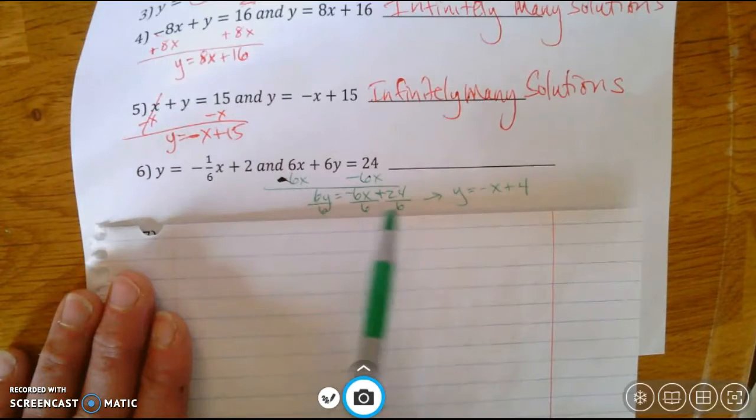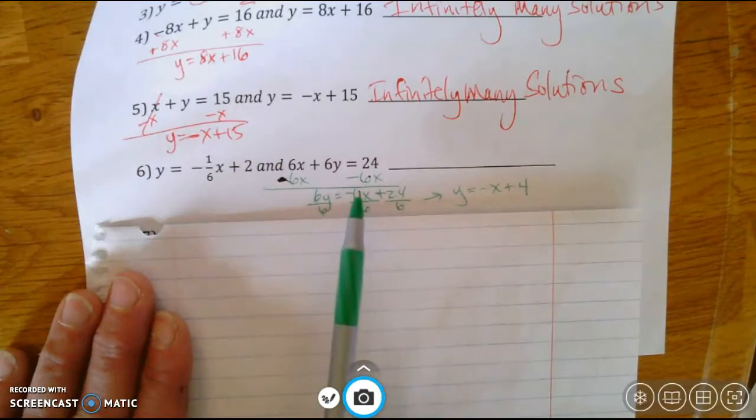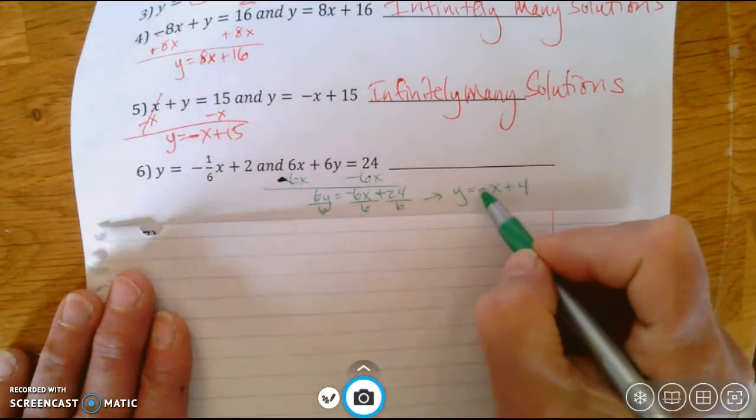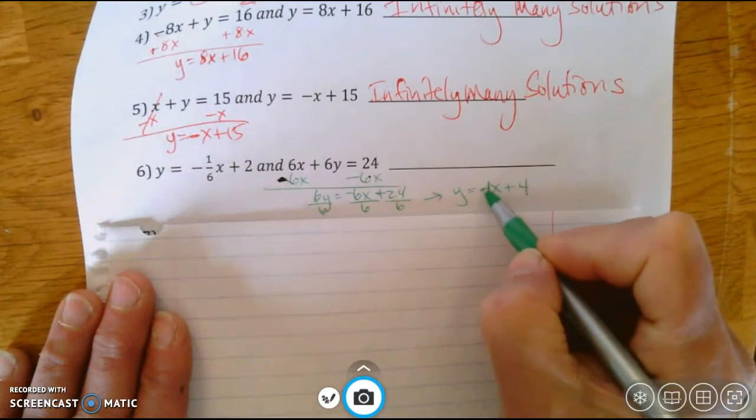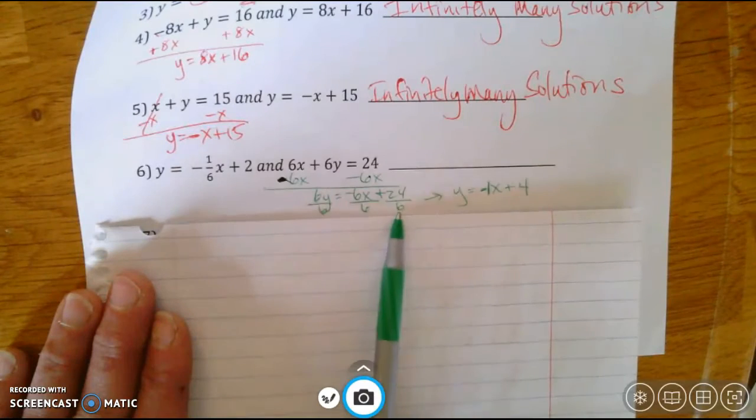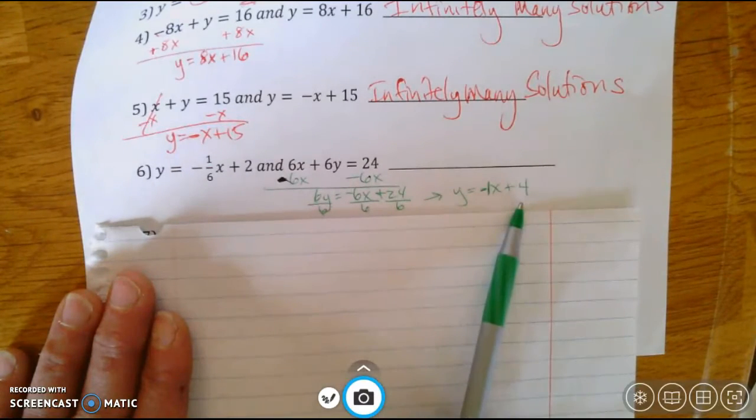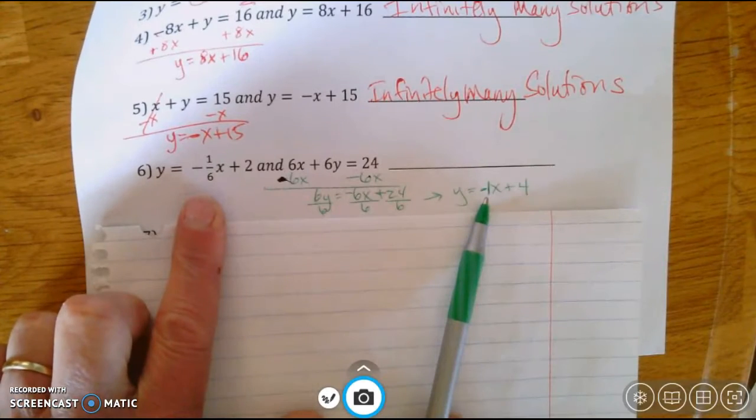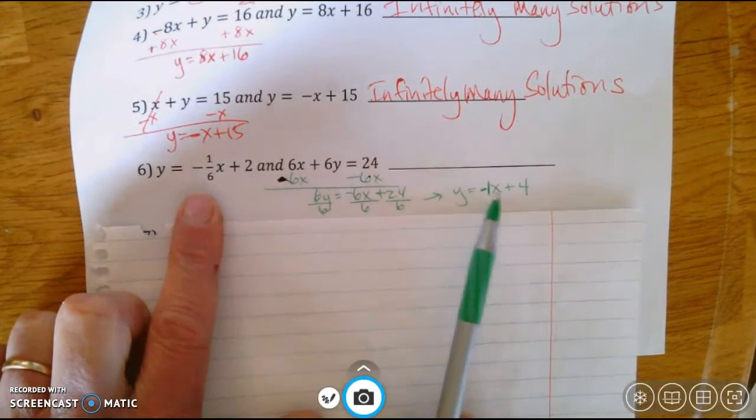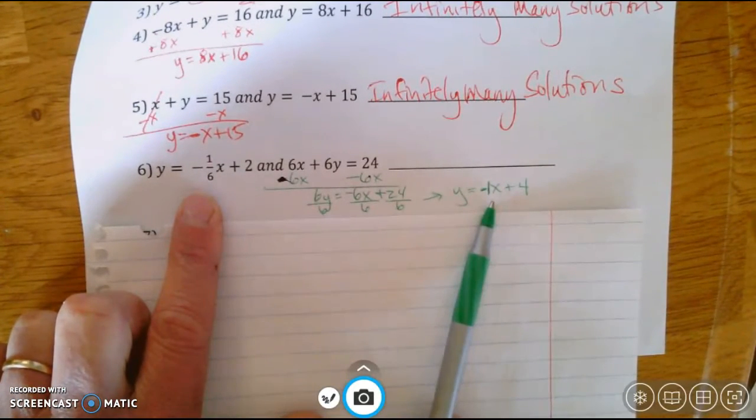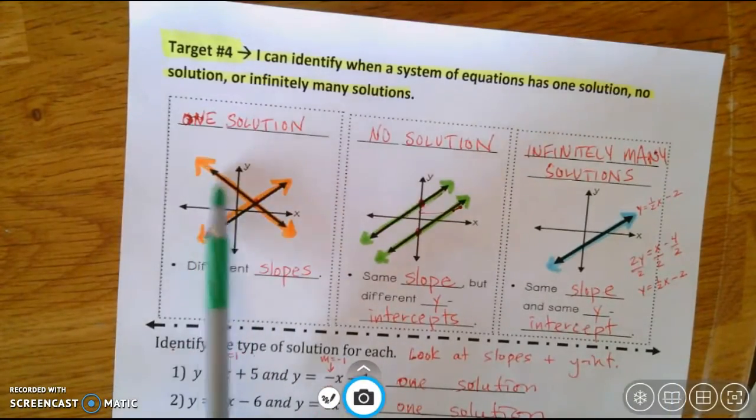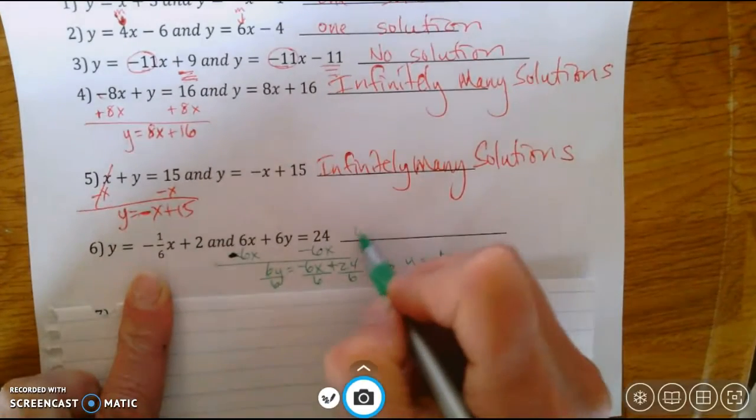This cancels. It gives us this y equals. Negative 6 divided by 6 gives us a negative 1. So we could have written in our invisible negative 1 here. And at the very end, it turns out we have our y-intercept of 4. So if you remember what we talked about with the different types, we have a slope that is different from the slope right here. That immediately takes us to this category that one of these lines is definitely going to cross the other one and give us one solution.